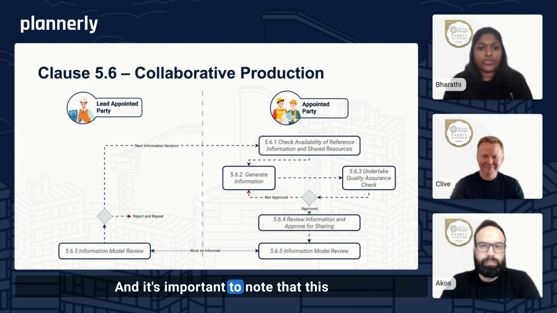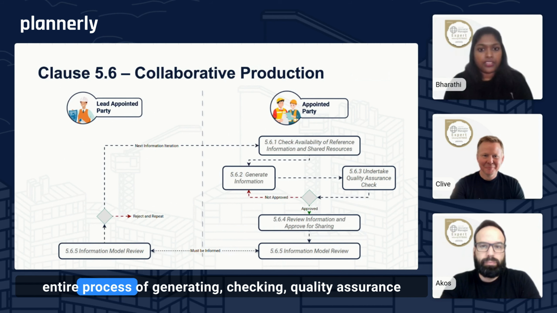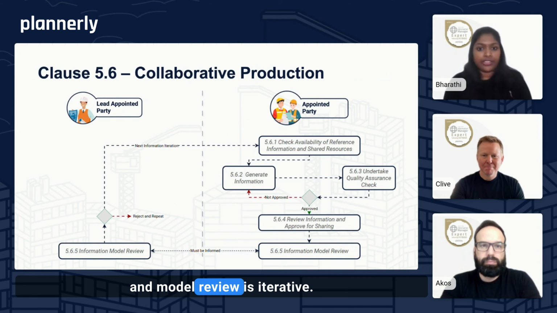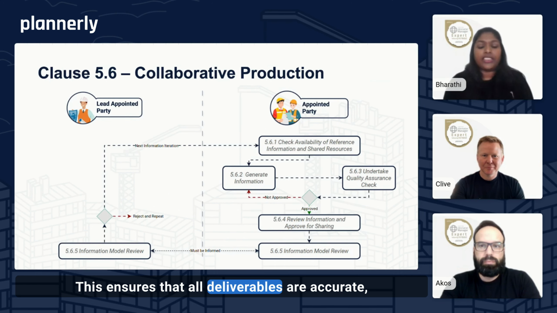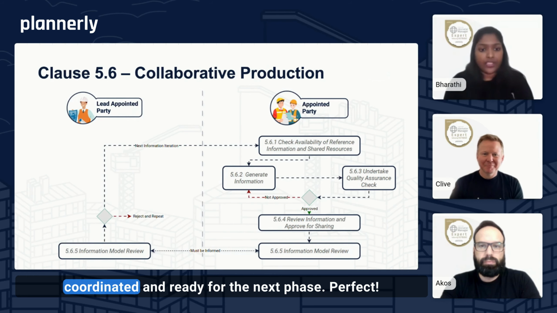And it's important to note that this entire process of generating, checking, quality assurance, and model review is iterative. It's repeated for every piece of information produced throughout the project lifecycle. This ensures that all deliverables are accurate, coordinated, and ready for the next phase.